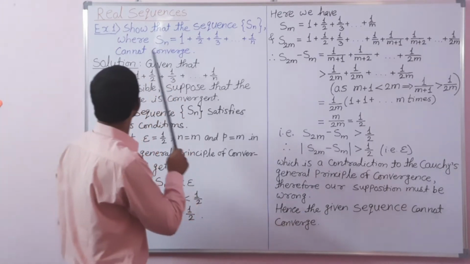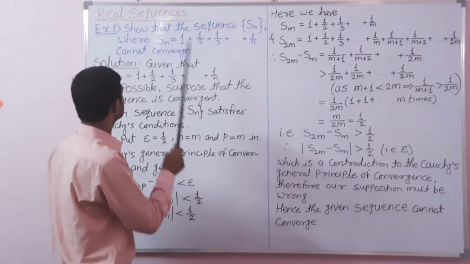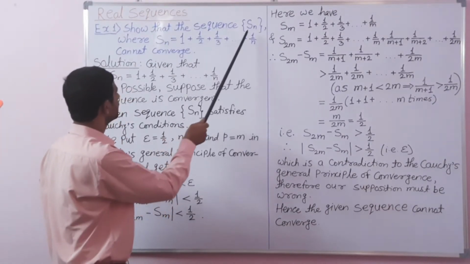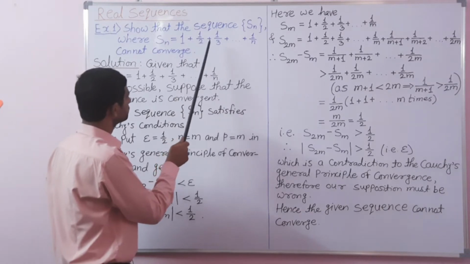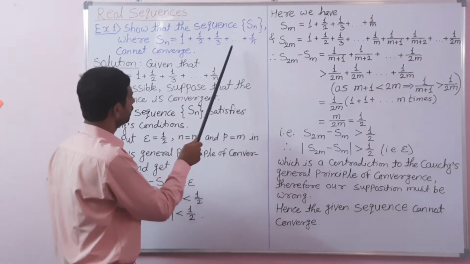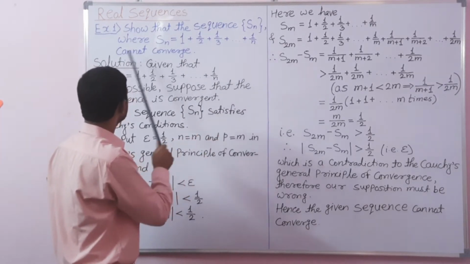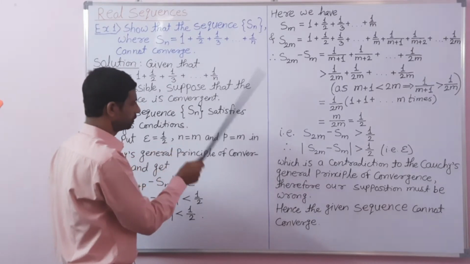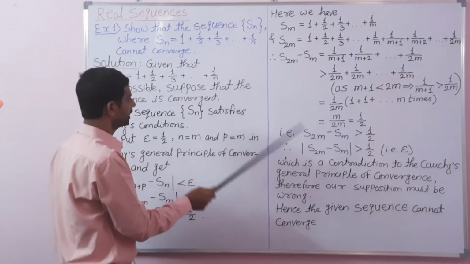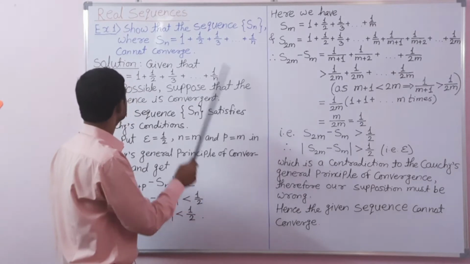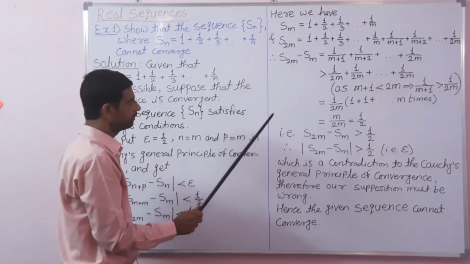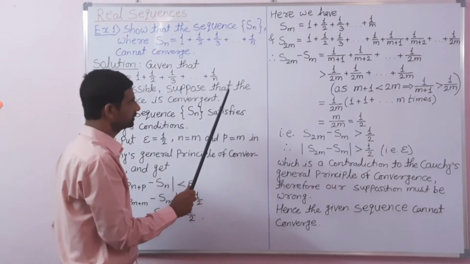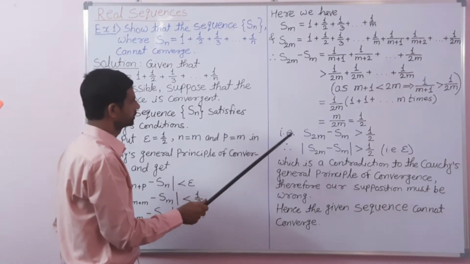Okay. So in such a way, we have shown that the sequence Sn whose nth term is given by 1 plus 1 by 2 plus 1 by 3 and so on up to plus 1 by n cannot converge. Likewise, we can solve examples based on the Cauchy's general principle of convergence, and we can check whether the sequence converges or not.